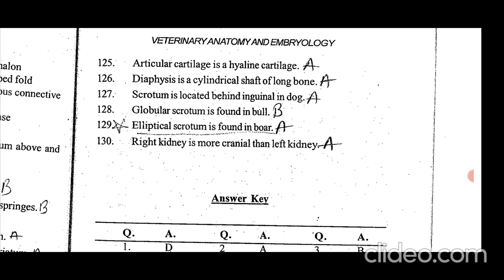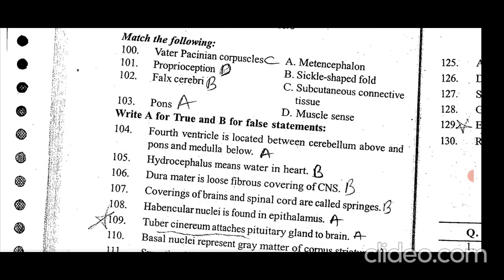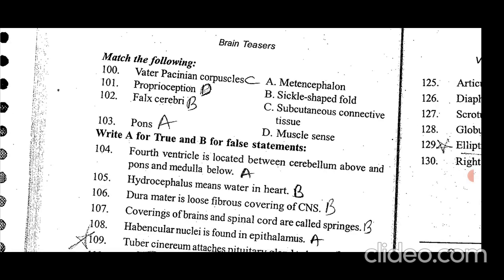And the articular cartilage is hyaline cartilage. Diaphysis is the cylindrical shaft of bone. Elliptical scrotum is found in the boar. Vater-Pacinian corpuscles are in subcutaneous connective tissue. Proprioception is muscle sense. Falx cerebri is a sickle-shaped fold.